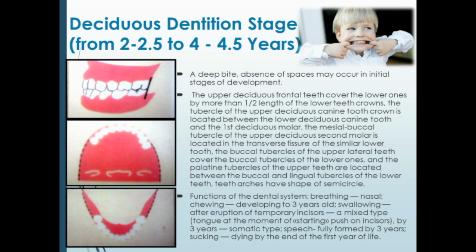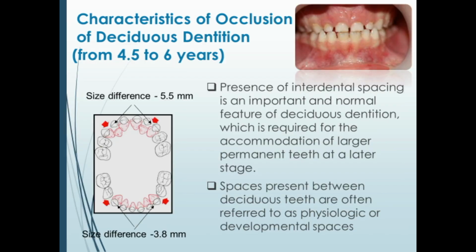Functions of the dental system are: breathing, which should be nasal; chewing, developing up to 3 years old; swallowing, after eruption of temporary incisors, a mixed type, with the tongue at the moment starting to push on the incisors, by 3 years old, somatic type; speech, fully formed by 3 years old; and sucking, dying out by the end of the first year of life.